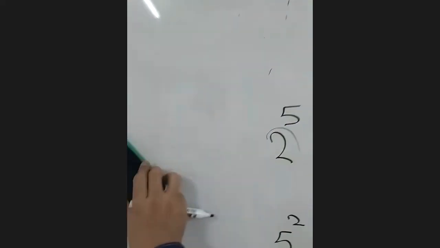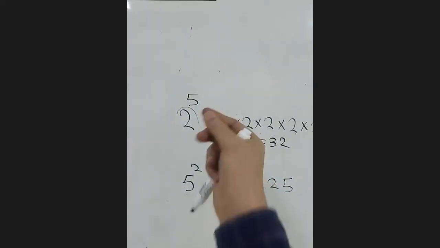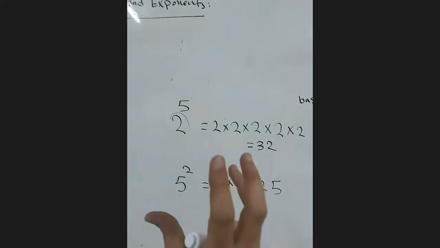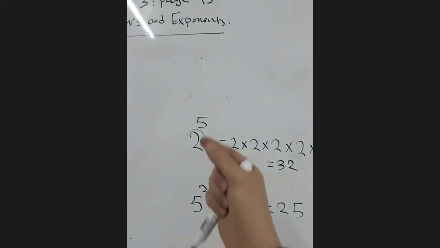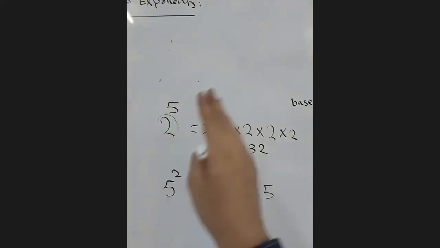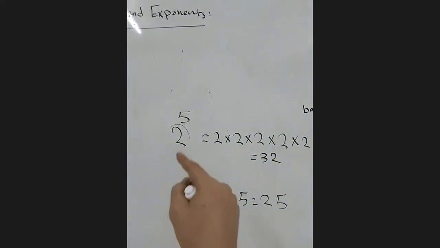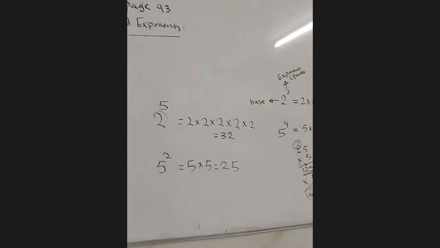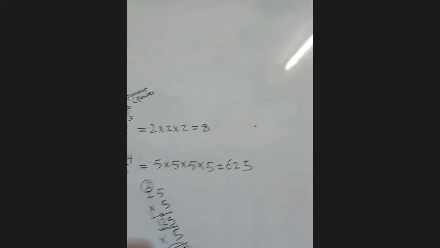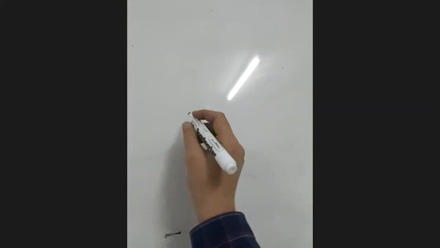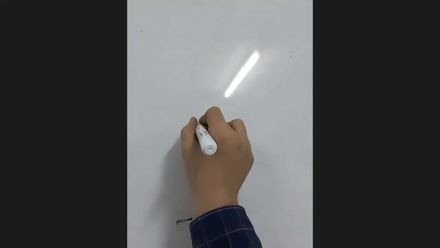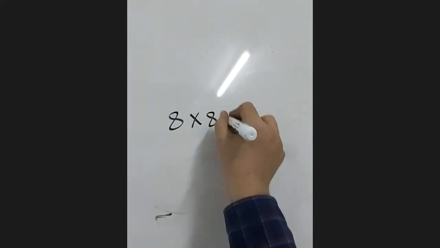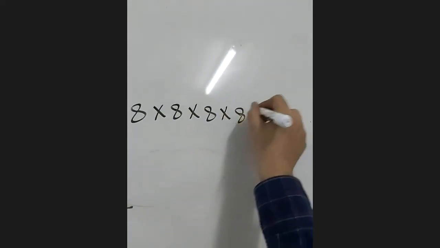Now, it's important, guys, to understand how we read it and how we find it. How we read it: 2 power 5, 2 exponent 5. How we find it: multiply the number by itself, how many times, depending on the number up. Now, if we have the opposite thing, for example, if I want to write this in exponents, let's see, 8 times 8 times 8 times 8 times 8.